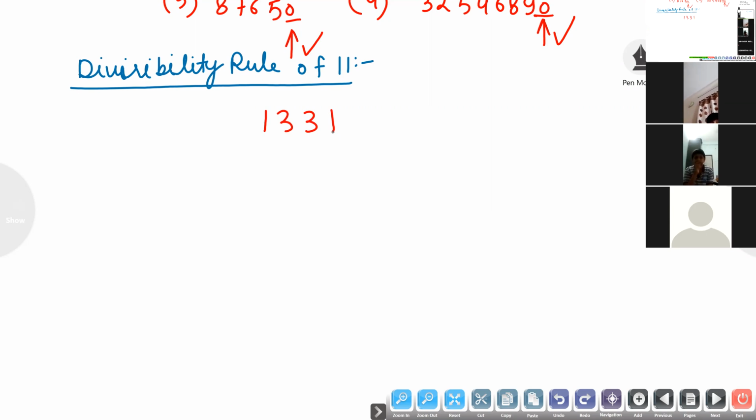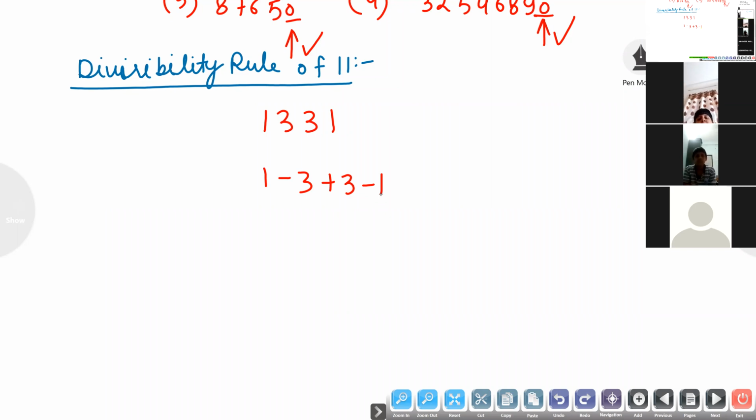1331. I want to check whether this number is divisible by 11 or not. Listen carefully everyone, this is a very interesting concept. Whatever the first digit is, I will write the same. Second, minus 3, plus, minus, plus 3 minus 1. Alternate. Plus 1 minus 3 plus 3 minus 1. This is the alternate: plus minus plus minus.